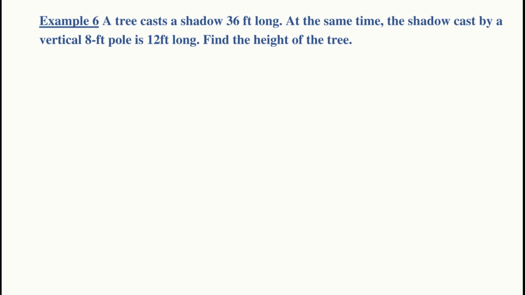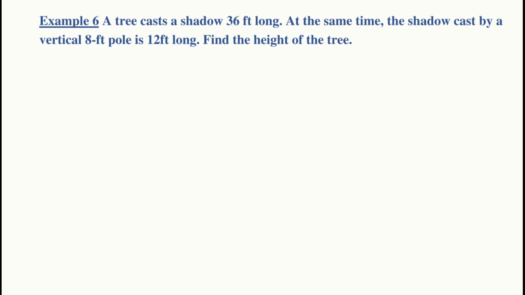All right, here's our last example for the day, and in this situation we're going to come up with the figure on our own. We have a tree that casts a shadow which is 36 feet long, and at the same time the shadow cast by a vertical 8-foot pole is 12 feet long. We want to find the height of the tree. So let's go ahead and see if we can draw this scenario.